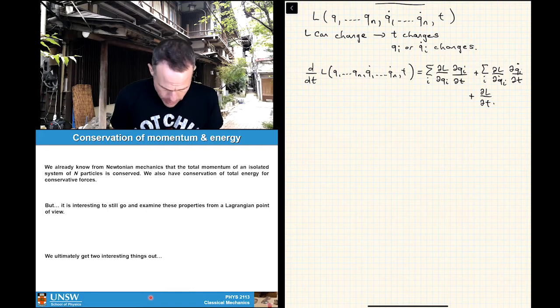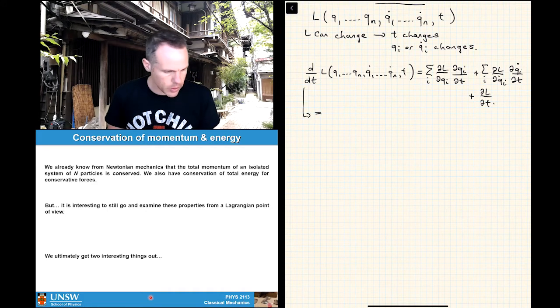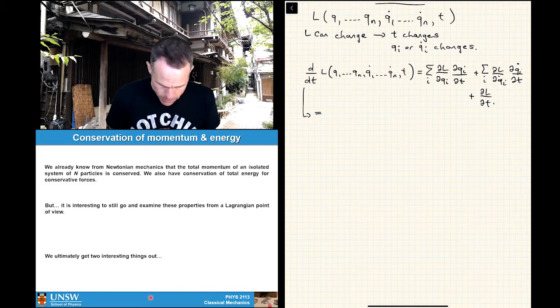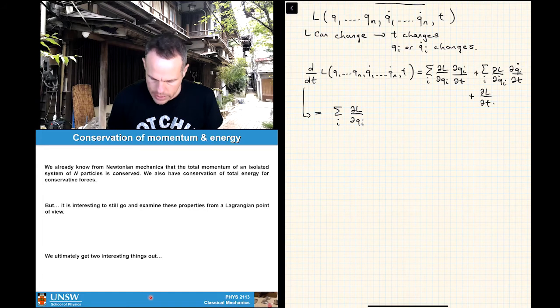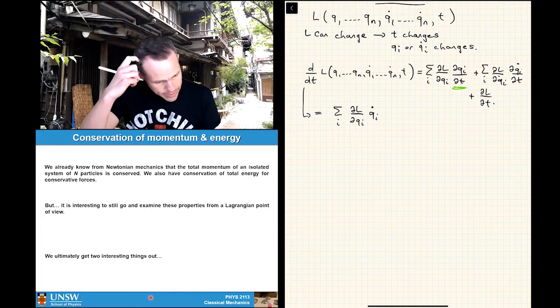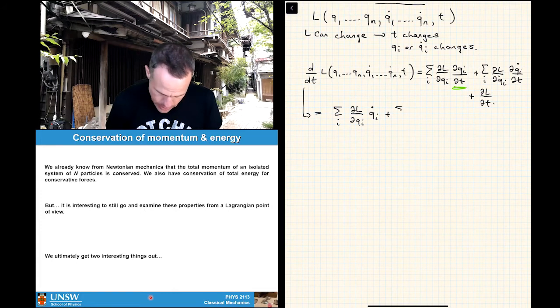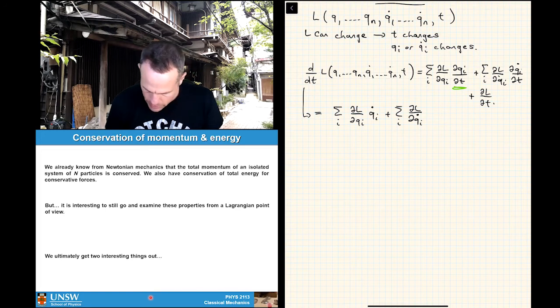We can take this one step further here, so let's just bring this down so I can use the whole line. We can write this as the sum over i of dL/dq_i times dq_i/dt, which is just going to be q_i dot. And then the sum over i of dL/dq_i dot times q_i double dot, right? So this is q_i double dot plus ∂L/∂t.